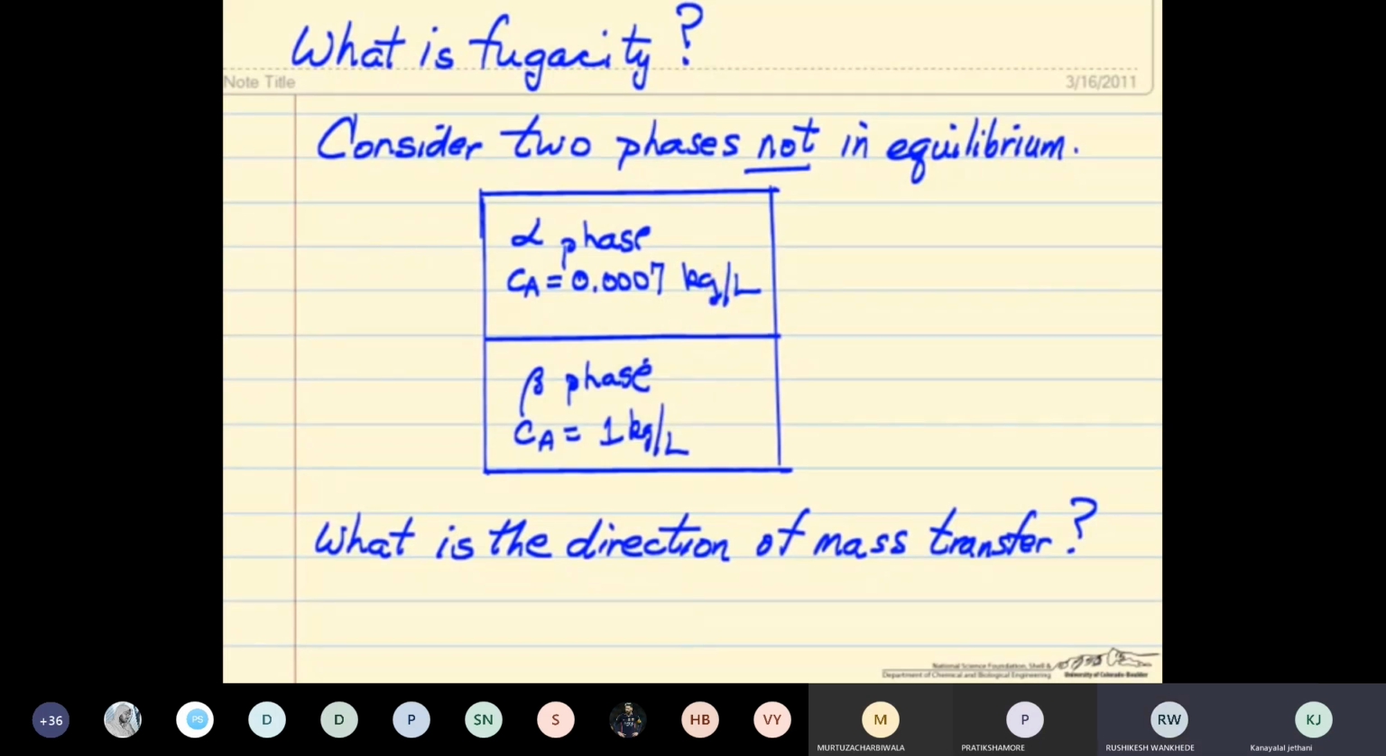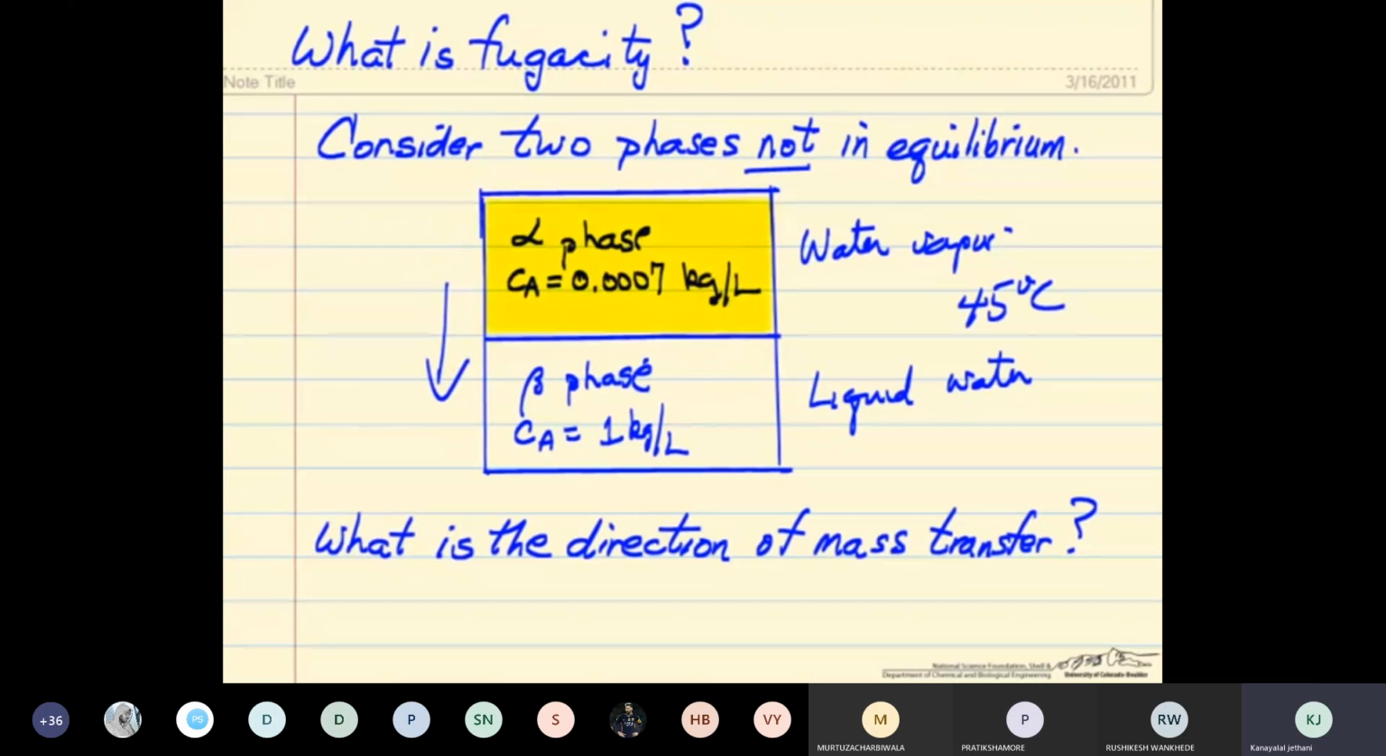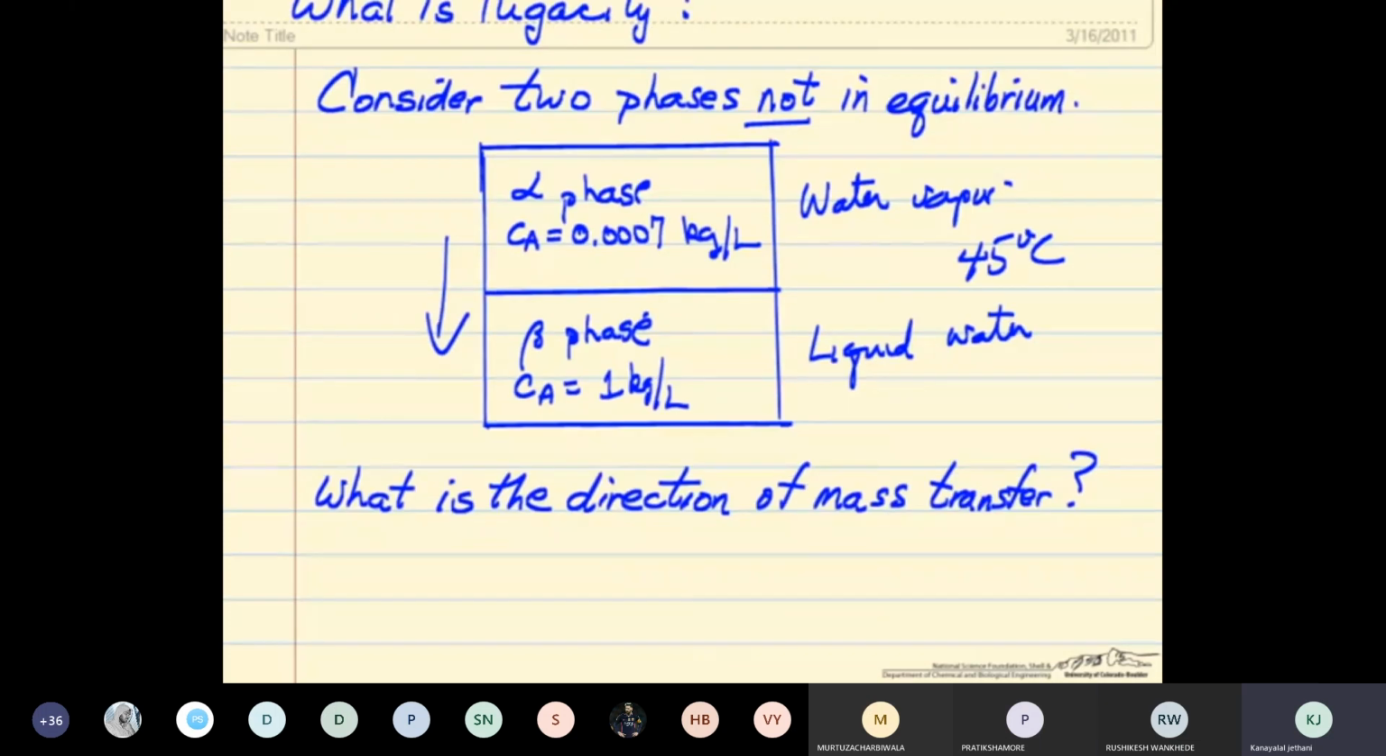However, for this particular system, if this phase was water vapor, and this phase was liquid water, and we were at 45 degrees C, then mass transfer would be in this direction, because this concentration, if we look at steam tables, is actually higher than saturation pressure. So equilibrium would be a decrease to saturation pressure. And so this means we can't use concentration as our determination of direction of mass transfer.